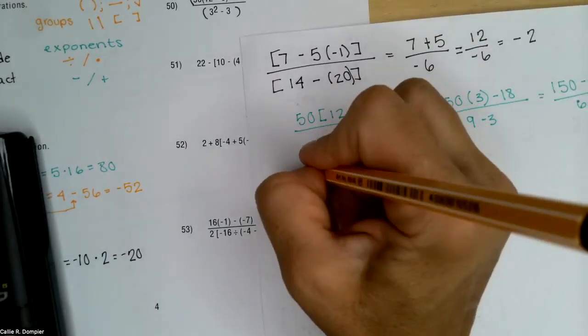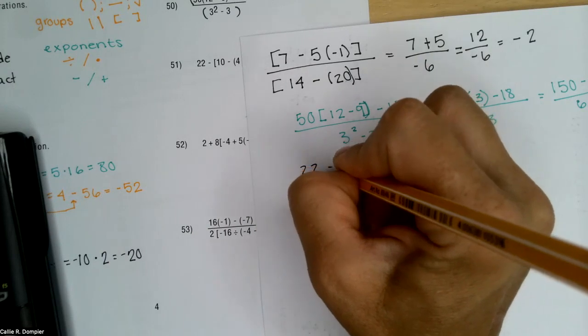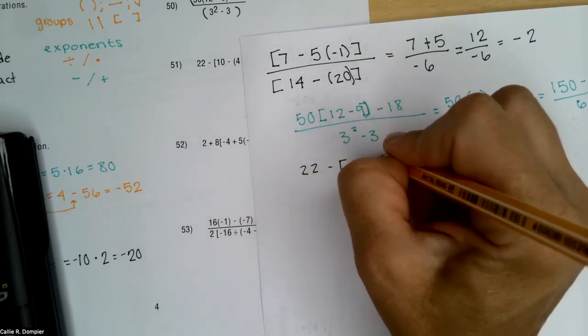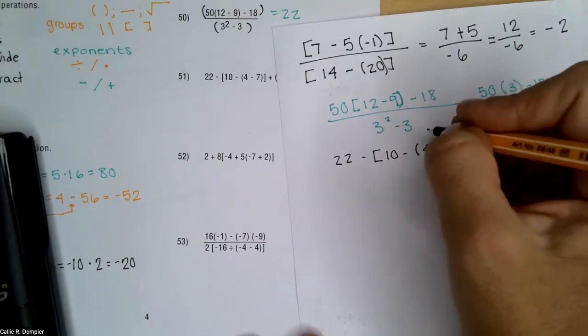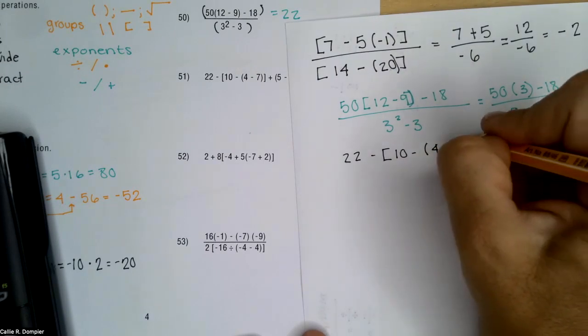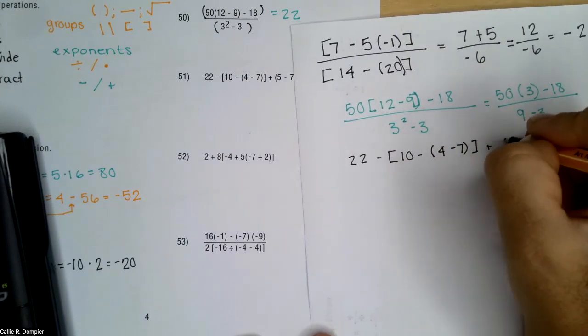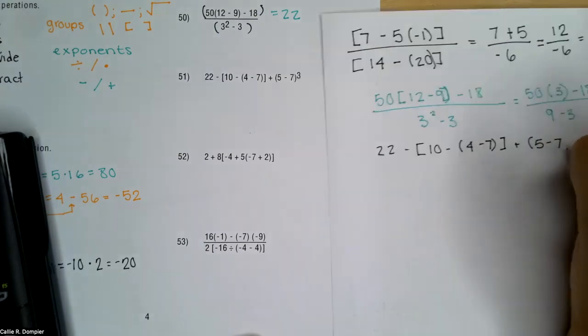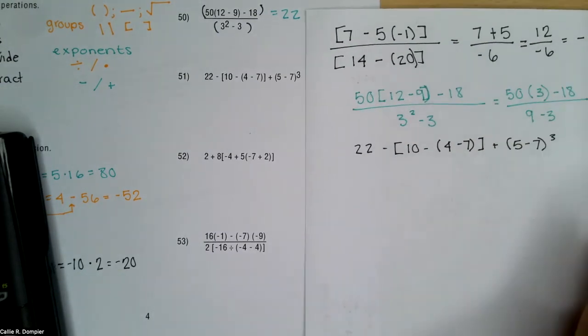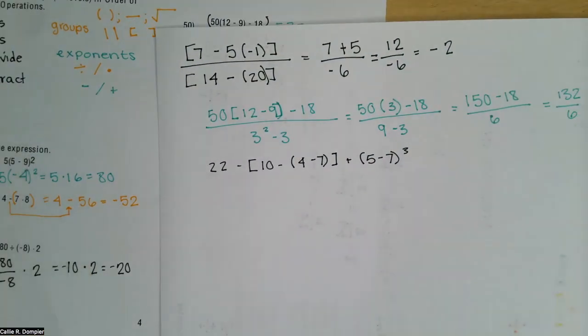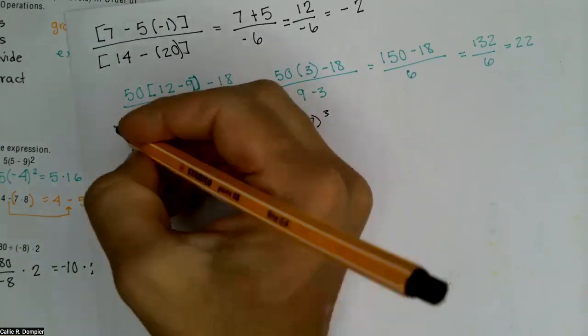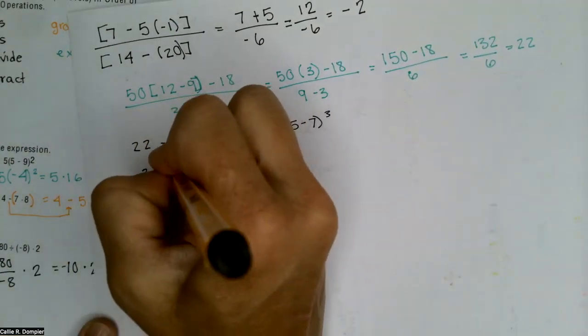Here we have 22 minus 10 minus 4 minus 7 quantity plus 5 minus 7 cubed. Let's do the grouping symbols first. All right, this is outside the grouping symbol, so it just stays the same.